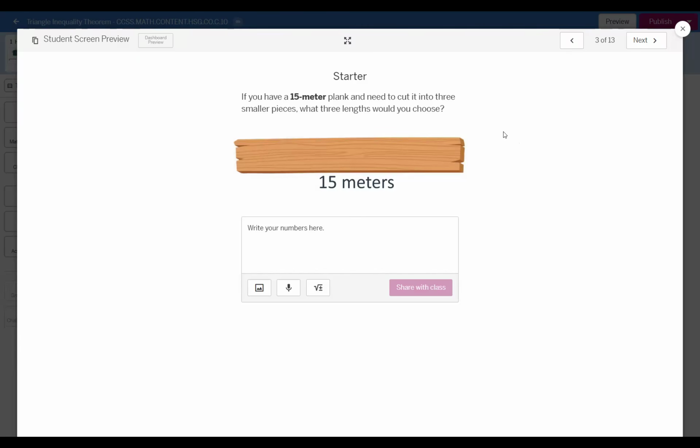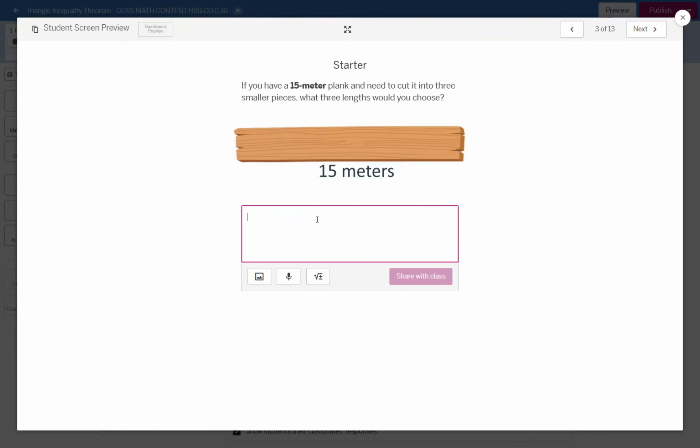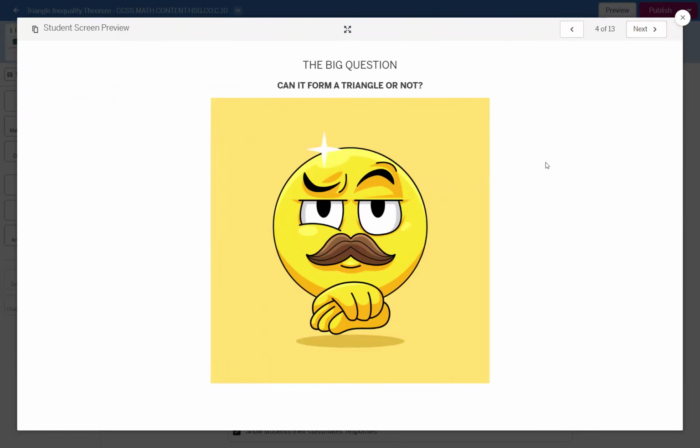For a starter, we have a 15-meter plank here, and we need to cut it into three parts. Now, what would your different lengths be? You can write your answer here and share it with your class so that they can see it as well. But the big question is, can it form a triangle or not?